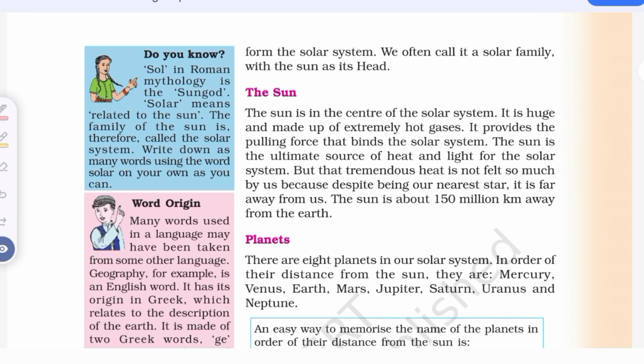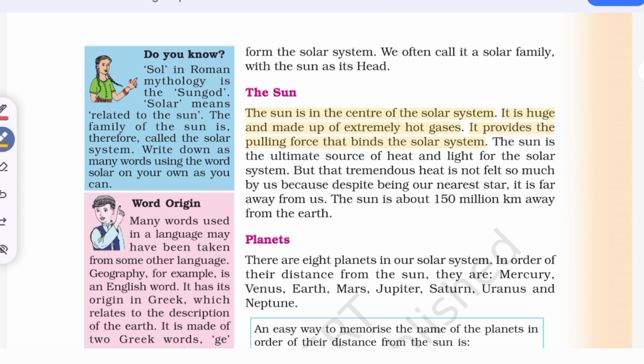The sun is the head of the solar system. The sun is the center of the solar system. It is huge and made up of extreme hot gases. It provides the pulling force that binds the solar system.